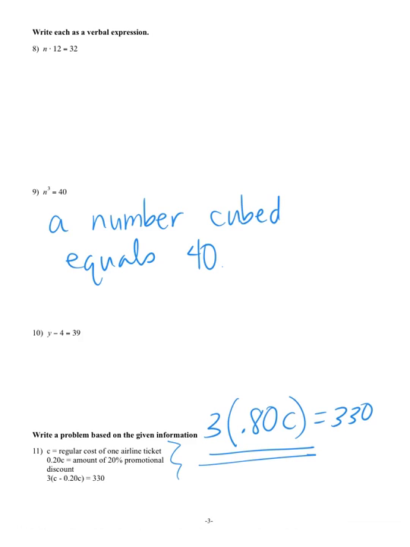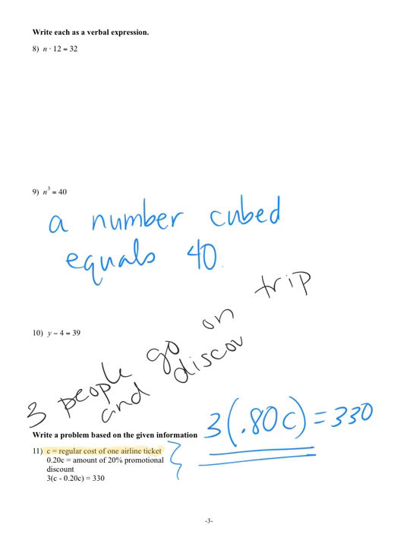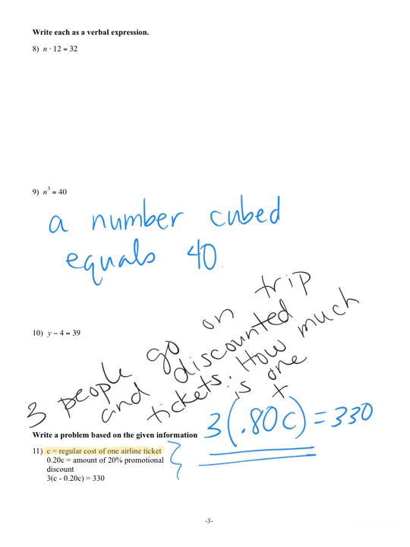If you write it like this, that's how much you paid with the discount. Wait, how do you know it's 8? Your problem would be 3 people go on a trip, so 3 times 0.80 C, and get discounted tickets. How much is one ticket? That could be an example of a problem.